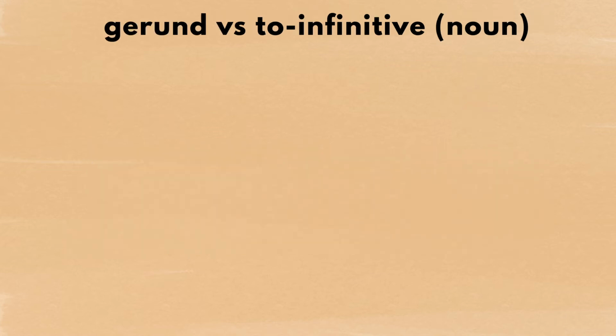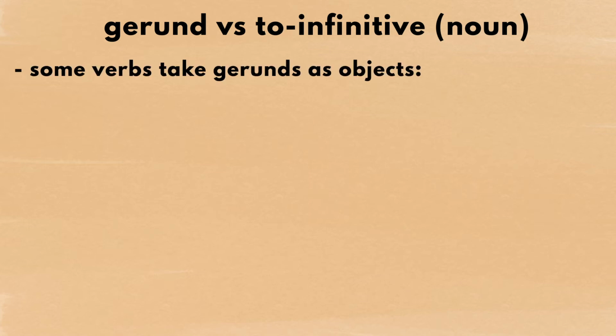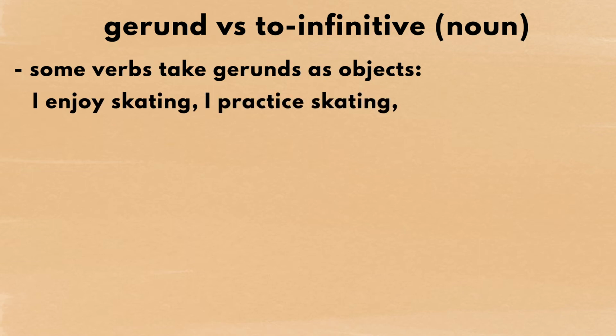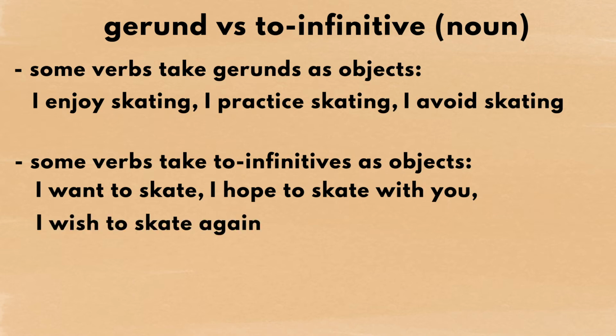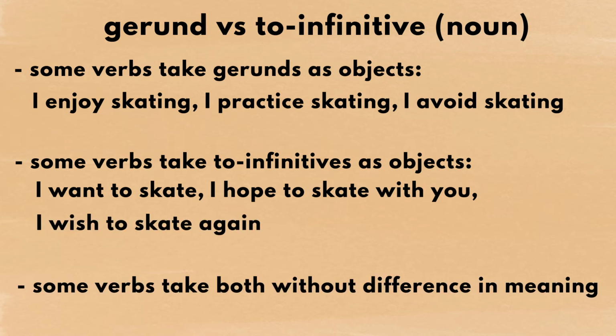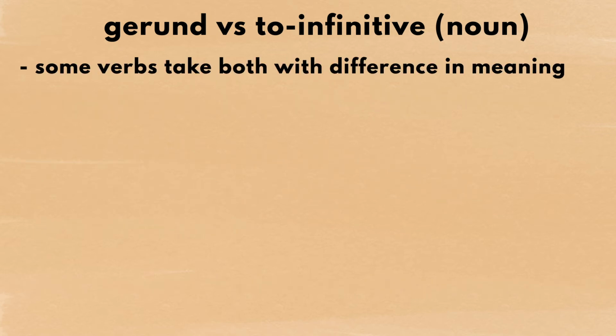What's the difference between the gerund and the to-infinitive acting as a noun? Nothing much, except that some verbs only take gerunds as their object, as in I enjoy skating, I practice skating, and I avoid skating. On the other hand, some verbs only take to-infinitives as their object, as in I want to skate, I hope to skate with you, and I wish to skate again. In addition, some verbs take both options, and it doesn't make a difference which one you choose. Lastly, some verbs take both options, while it does make a difference which one you choose.